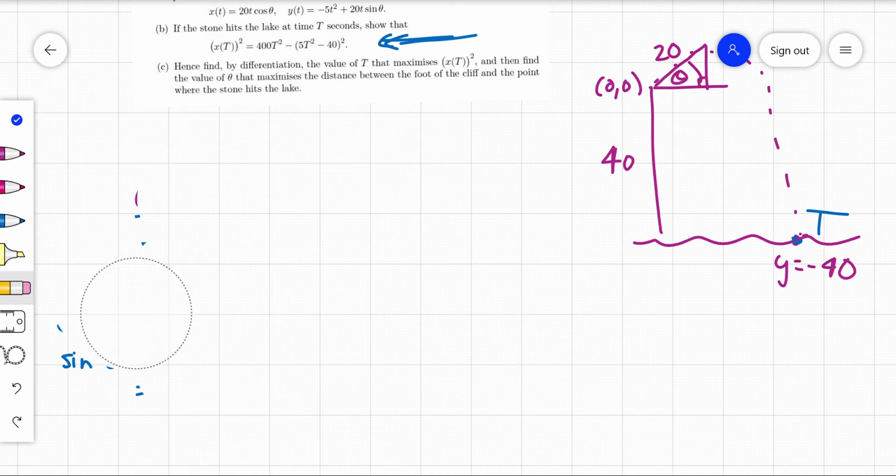So they've given us this equation here that we've just proven. So we'll go from there.